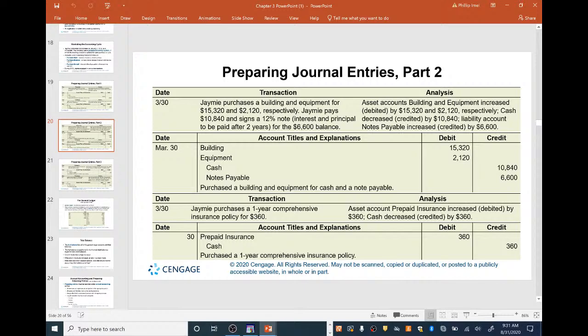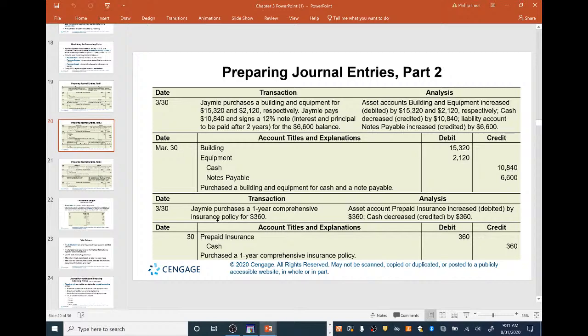Next, March 30th, Jamie purchases a 1-year comprehensive insurance policy for $360. If we're buying a 1-year comprehensive insurance policy at this date, obviously this is going to benefit the whole 1-year policy period in which we purchased it, right? So we're receiving an asset. If we're buying a policy, that's going to be an asset to the company. We have a right to use that insurance, so we're going to count it as prepaid insurance. Remember, if you recall from principles, prepaid expenses are assets.